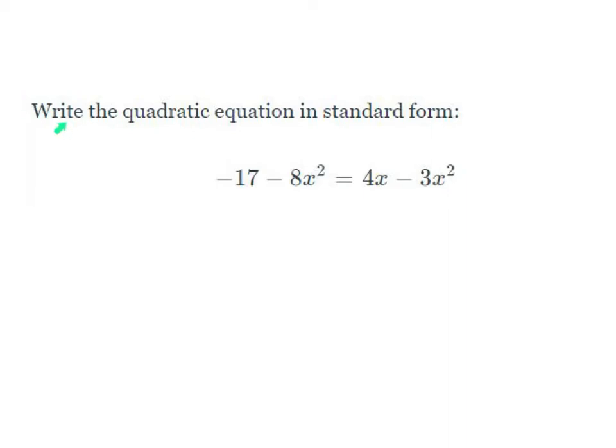All right, in this lesson, we are writing quadratic equations in standard form. We would call this a level 2 video because we have multiple like terms that we need to combine, or we have multiple terms on the right side of the equation and multiple terms on the left side. But remember, if we're writing a quadratic equation in standard form, the standard form is ax squared plus bx plus c, and we set that all equal to 0.